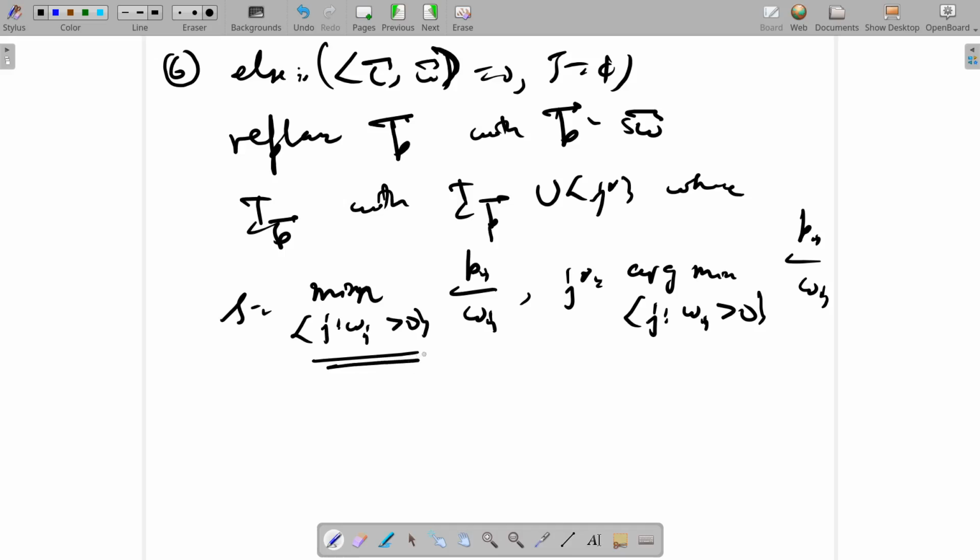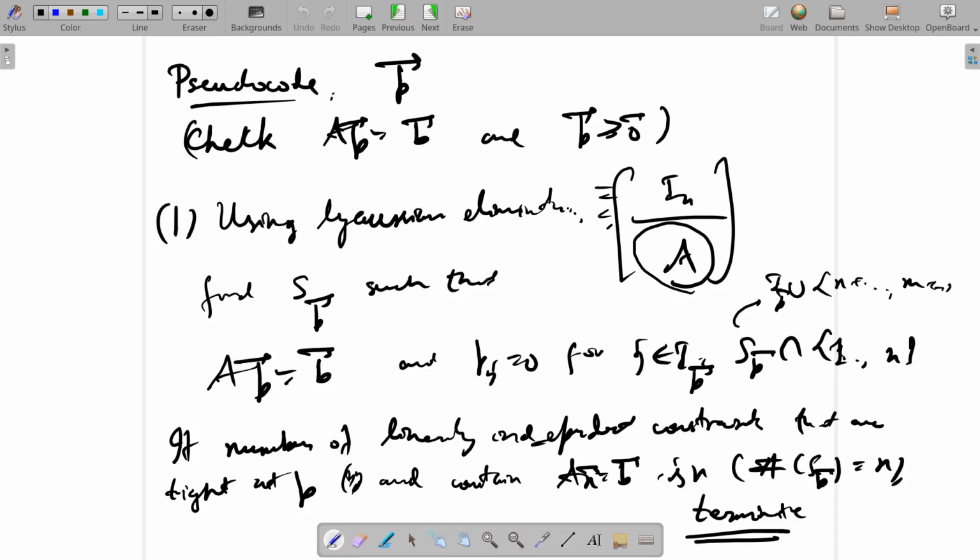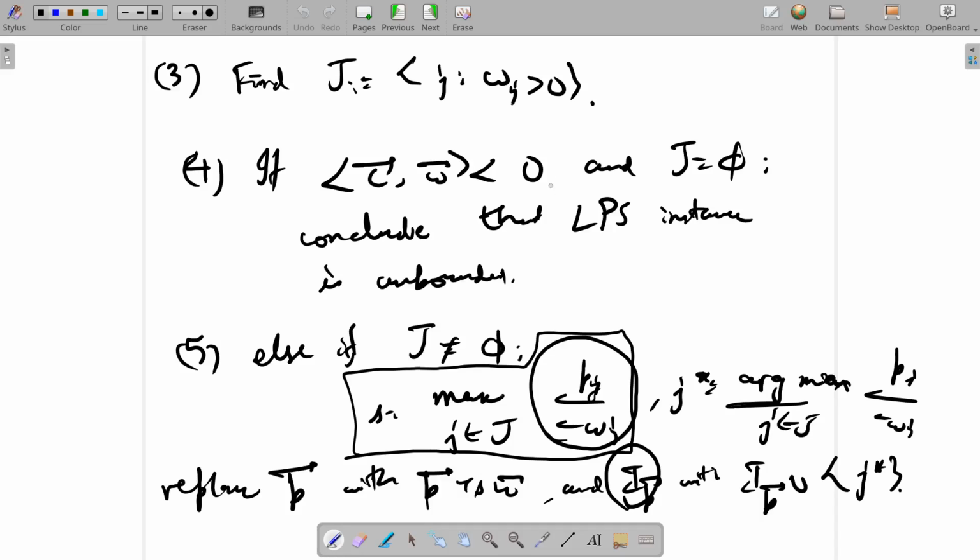So determining this set is also easy enough. You just scan through the whole array, figure out all those indices J, and then compute this array of numbers Pj over Wj, and minimize using your favorite sorting algorithm. After you have done this, go to step 1. When does step 1 terminate? By the way, here I should say: conclude that the LPS instance is unbounded and terminate. This is another way to terminate this program.